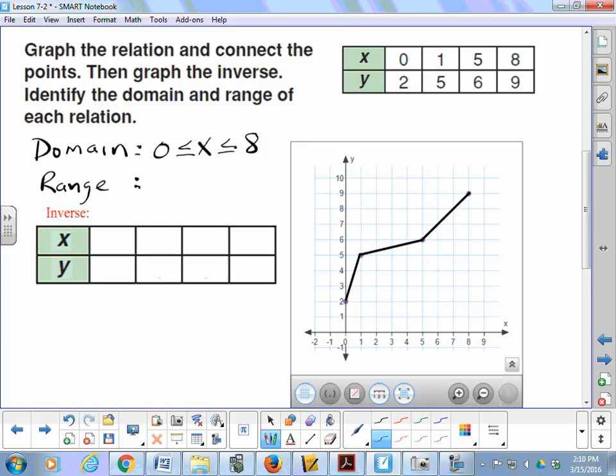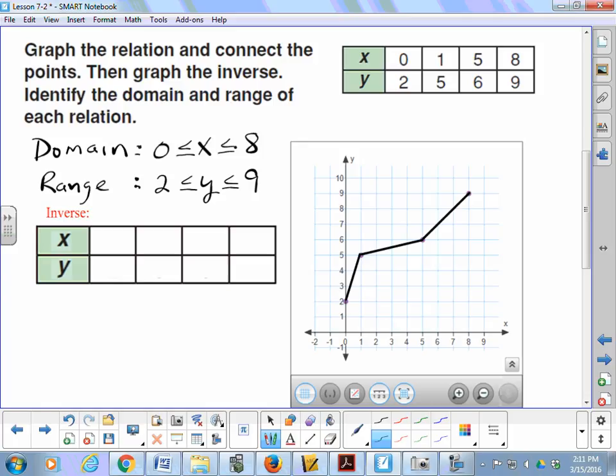And the range then is the y value. So do the same thing. What's the smallest y value? And the largest one is? So we'll say that y is greater than or equal to the smallest y value, 2, less than or equal to the largest one, 9. Okay. So there's just taking that relation that they've given us, graph it, find the domain and range.